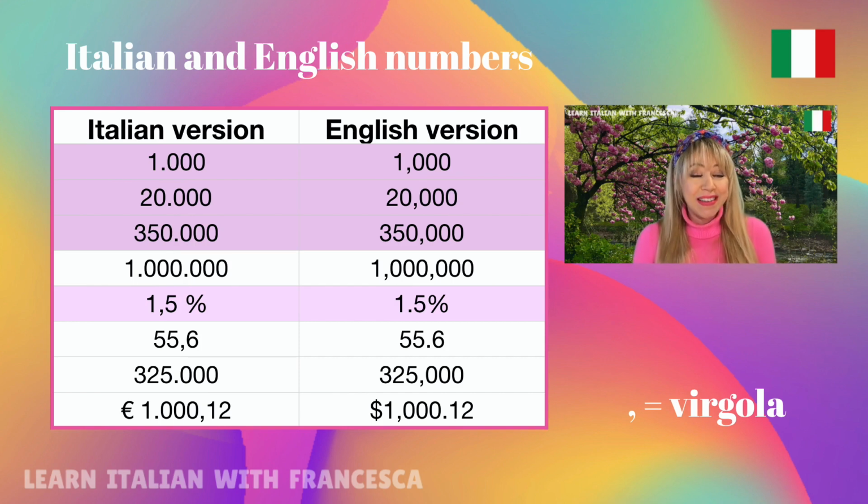When writing a decimal point number in English, we say 1.5%. Well, guess what? In Italian, it's the opposite. We don't say point or full stop. We say comma. So it would be 1,5%. The word for comma in Italian is virgola. Virgola. So 1.5% would be 1,5%. So it's basically the opposite. When in English numbers we use a comma, in Italian we use the full stop or the point. And when in English we use the point or full stop, in Italian we use the comma.